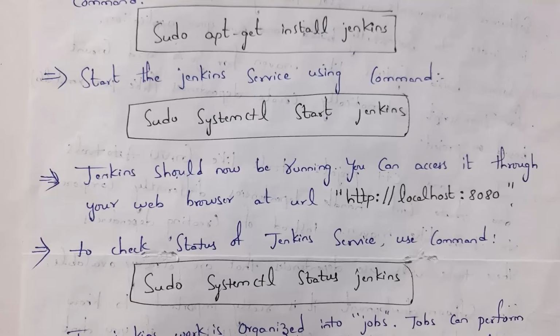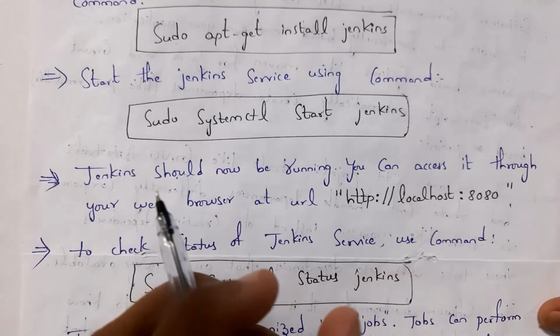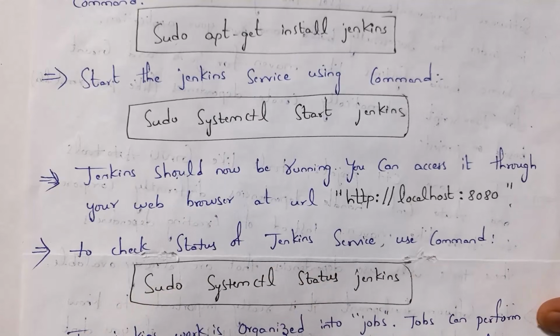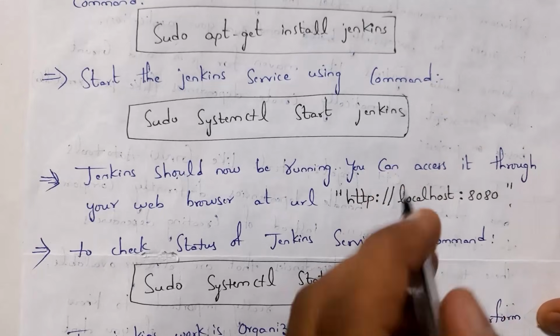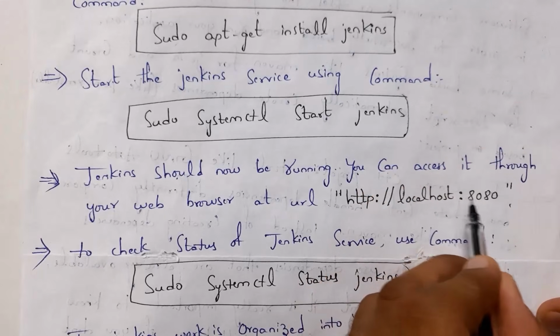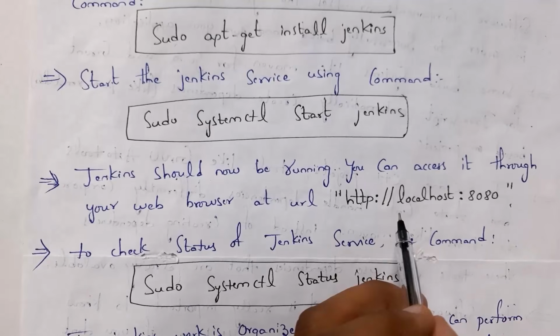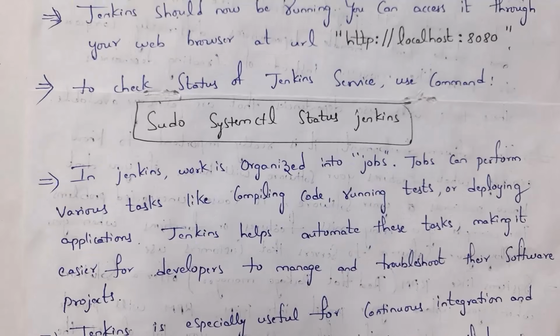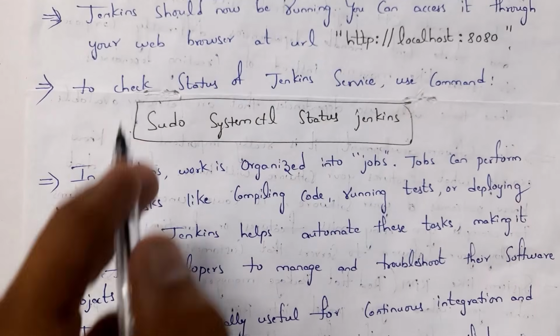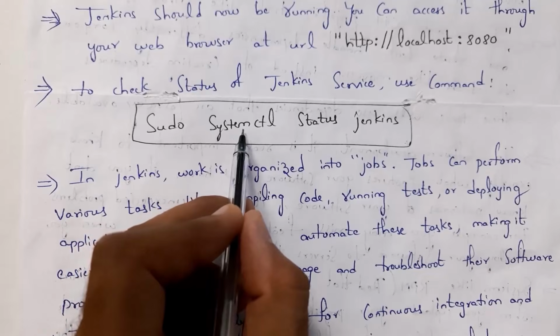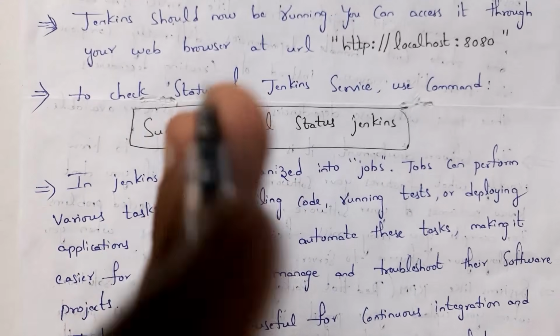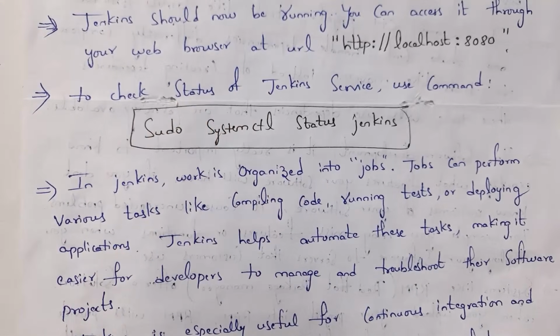And in order to access Jenkins, you need to open your web browser and type this URL, that is http://localhost:8080. You can access Jenkins at this URL. And in order to see the status of Jenkins, that is, in order to check whether Jenkins is active or not, you need to run this command, sudo systemctl status jenkins. Whenever you run this command, you can see the status of Jenkins.